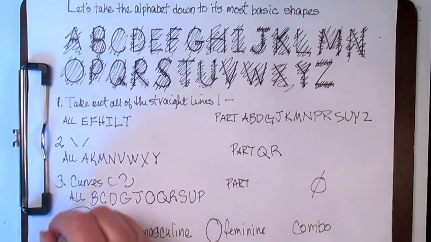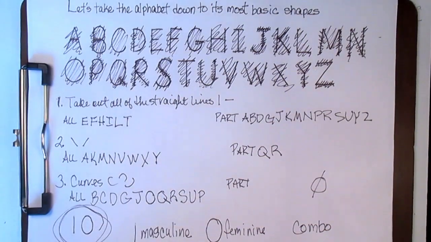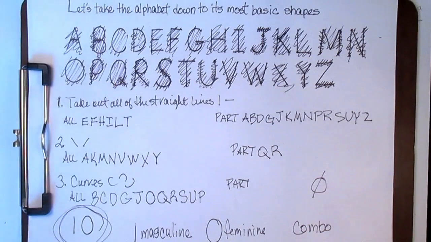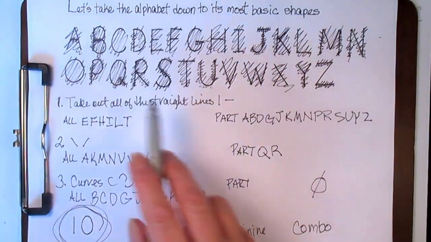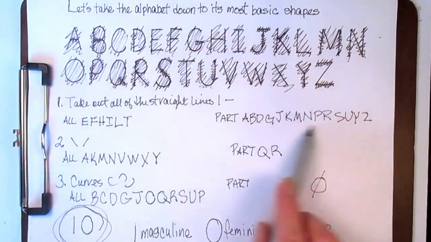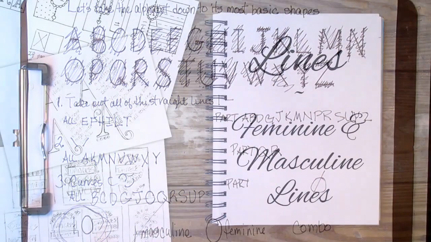So what does this mean? It means that you have the shapes of a 1 and an O, and what can you relate that to? For me, the easiest thing was feminine and masculine. The video on lines 2 is about how to identify masculine and feminine lines. So let's get to that.